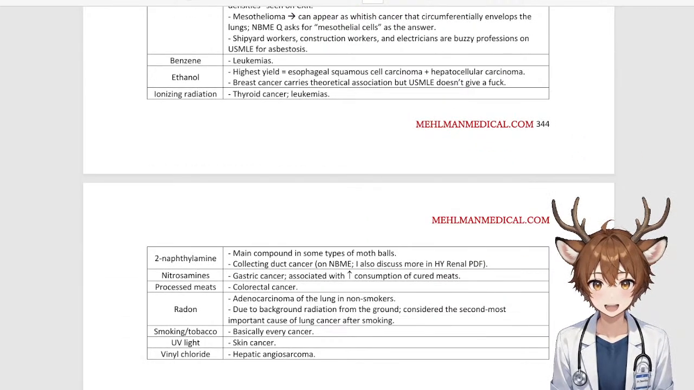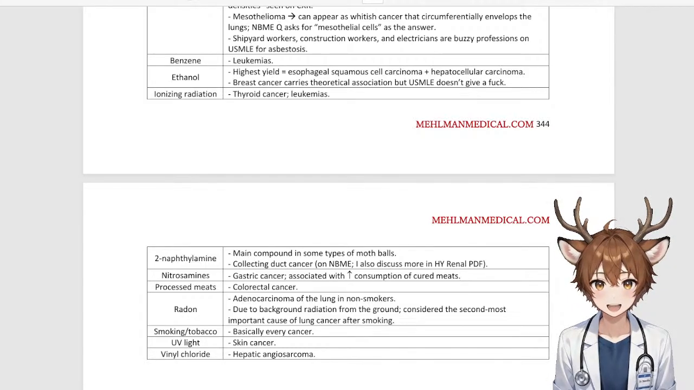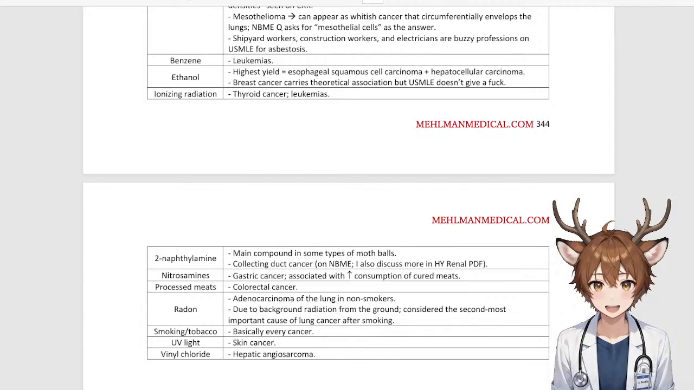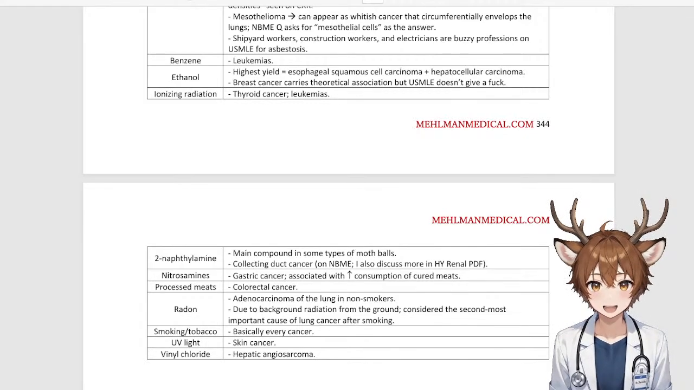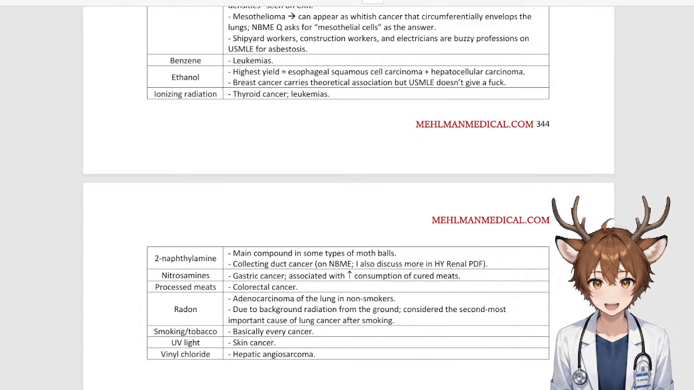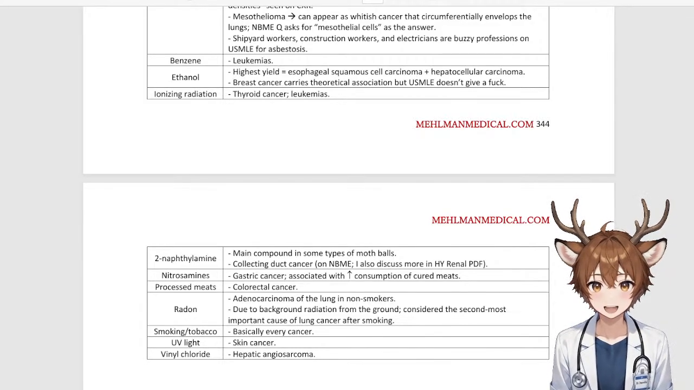causes leukemias. Ethanol, highest yield esophageal squamous cell carcinoma, so alcohol we're talking about here, plus hepatocellular carcinoma. Breast cancer carries a theoretical association, but USMLE does not care. Ionizing radiation, thyroid cancer, leukemias. 2-naphthylamine, main compound in some types of mothballs. Collecting duct cancer on NBME.